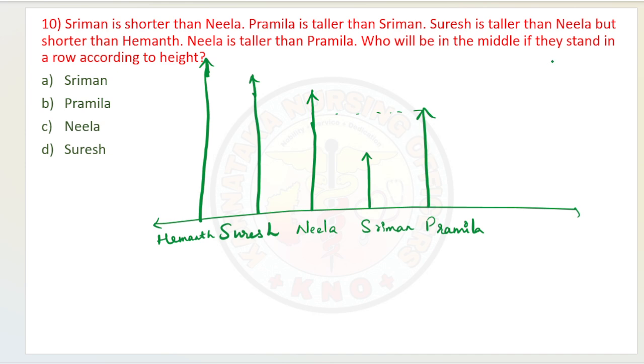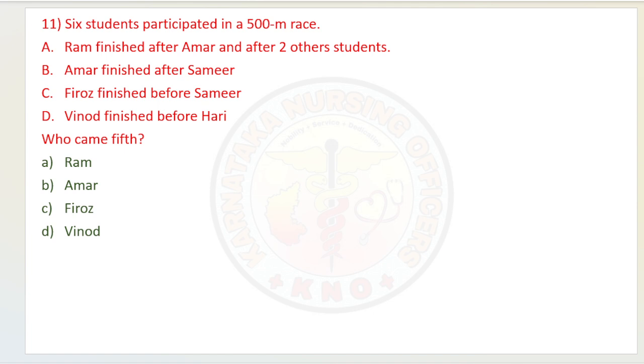Who will be in the middle if they stand in a row according to the height? So first who will come? Hemant comes. After that Suresh comes. And then Neela comes. And then Pramila comes. So finally Sriman. So who will be in the middle? Yes. Neela is in the middle. So the correct answer is option C. Neela is the correct answer. So next question.